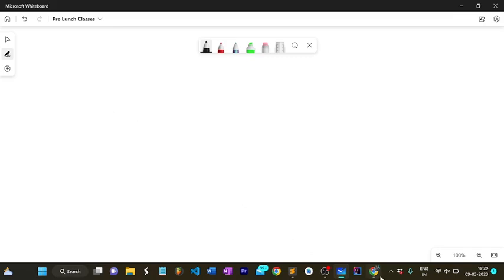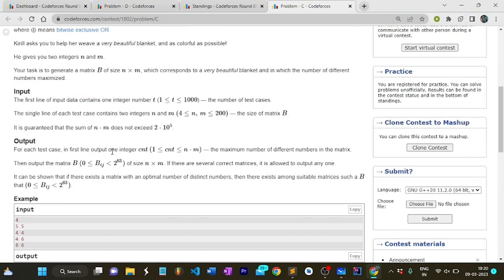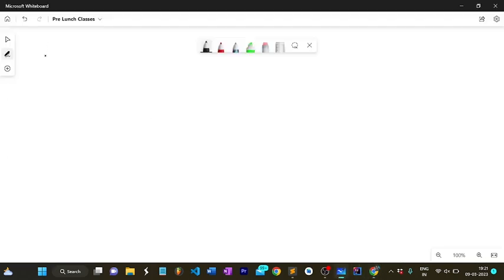So one thing you can observe here, let's move to the problem and see the constraints. Here it is given the size of n and m. You can observe here that the complete size of the matrix can't go beyond 4000. Okay, so in the worst case, if n equals 200 and m also equals 200, then the size of the matrix will become 4000. So at most we can arrange 4000 numbers here.